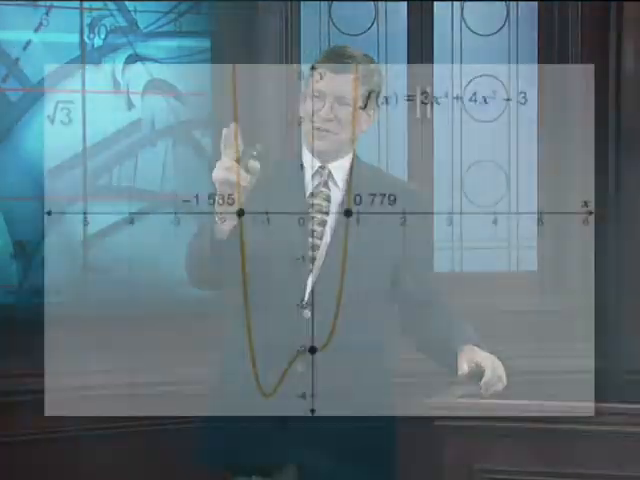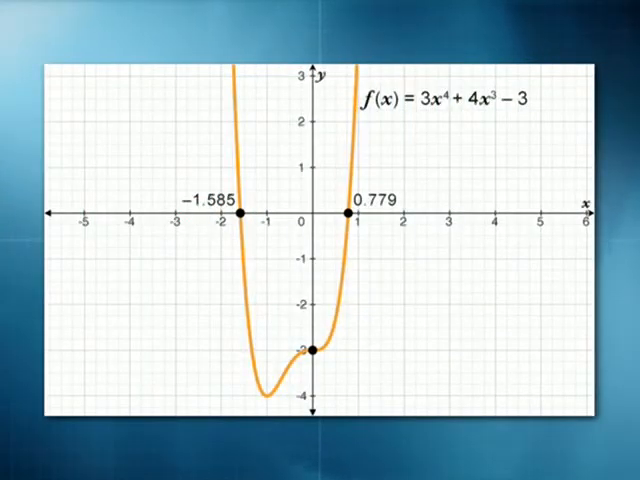In fact, it's even more interesting. If you graph this curve, and here's a picture of that fourth degree polynomial, it has two zeros, and one of them is 0.779, the one we talked about between 0 and 1, and that's an approximation of the zero. And there happens to be another one over there between minus 2 and minus 1, and that zero is approximately minus 1.585.